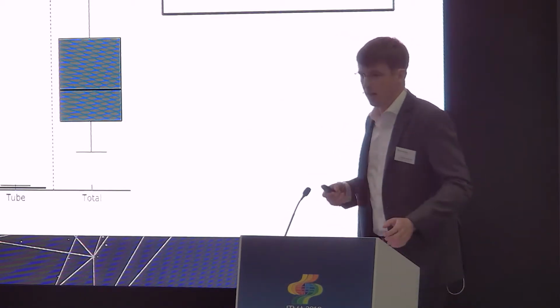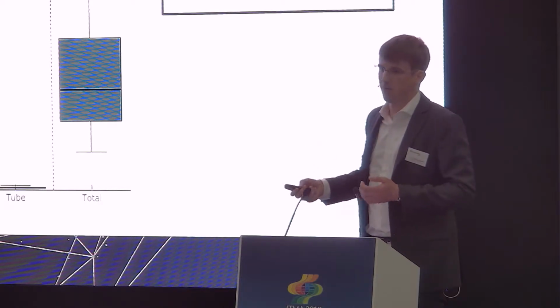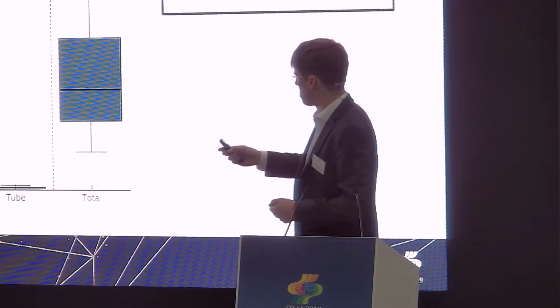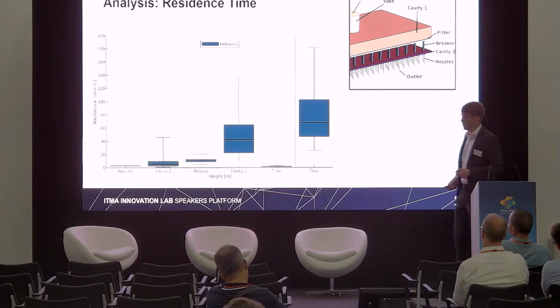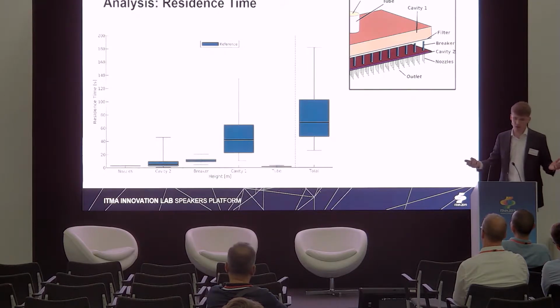So here you have quite a large spread, and then also the analysis shows you in what part these high residence times are spent, and you can see that this is mainly in the cavity 1, shown here, where the polymer is distributed from the inflow tube onto the filters.